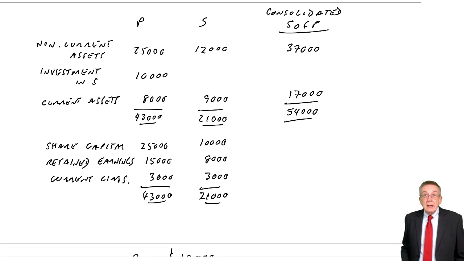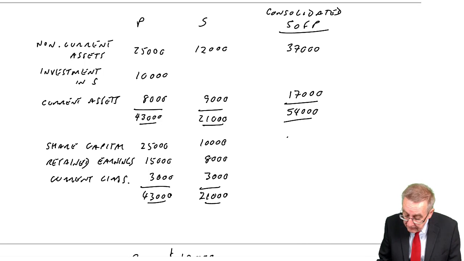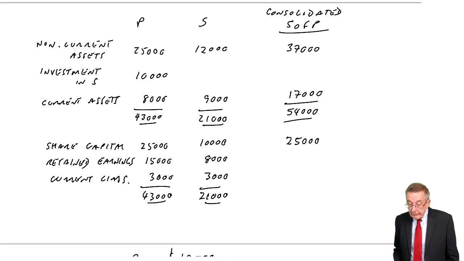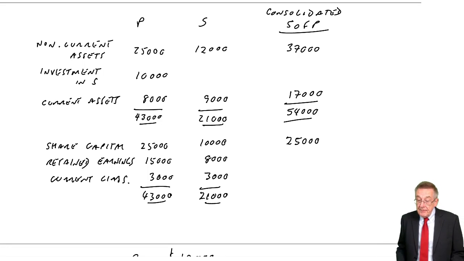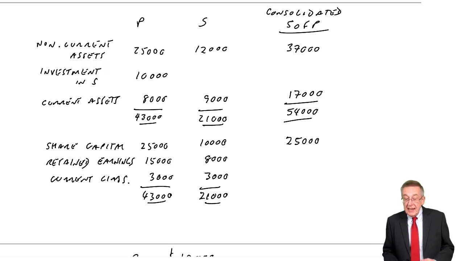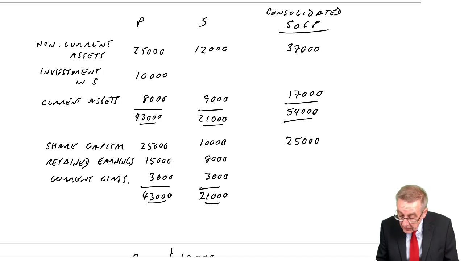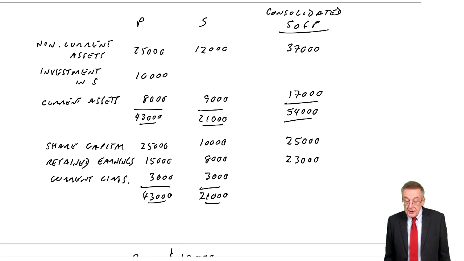Who owns that company? It's the shareholders in P who own everything. And so the share capital of P is 25,000. The retained earnings, add them up. P has earned 15,000. S, which is owned by P, since the day we bought it, has earned 8,000. So in total, the earnings belonging to our shareholders are 23,000.